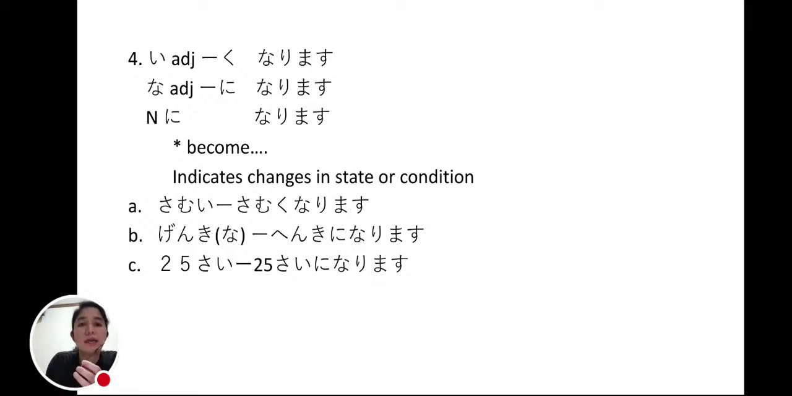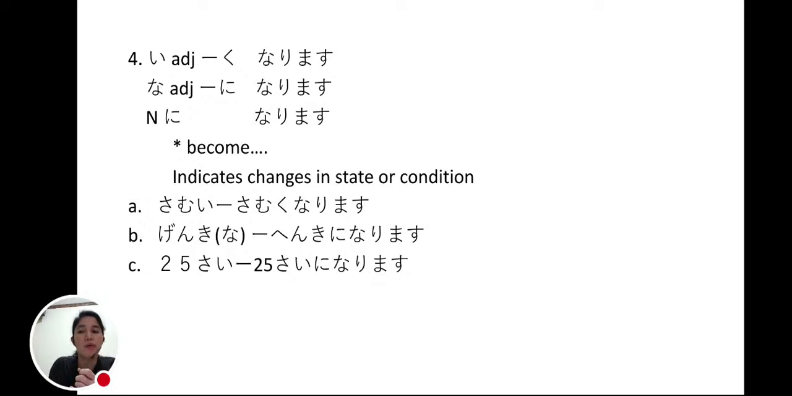Next, this is age. For example, nijugosai. Nijugosai is a noun. So for nouns, the rule is add ni plus narimasu. So we have nijugosai ni narimasu. For example, it's your birthday today and you just turned 25. So you will say nijugosai ni narimashita. So, 25歳になります, become 25 years old.